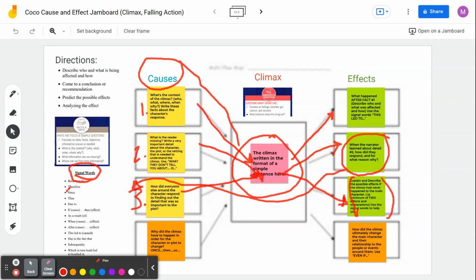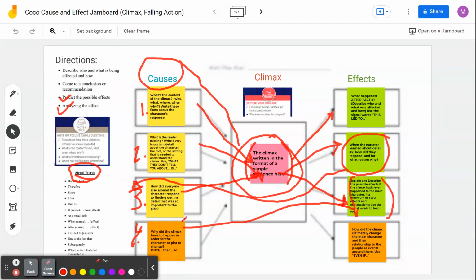So since Miguel found out about this climax right here, then what did he do? How did it affect other people? And how did it affect him as the main character? All right, and then last you go over here to number 4, and that's where we get into this last objective, which is predicting the possible effects and analyzing those effects.